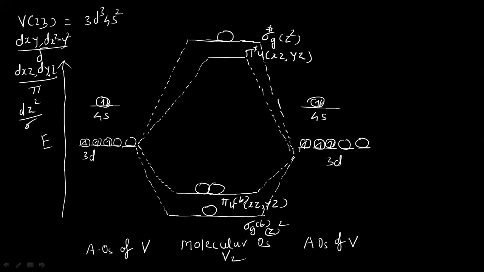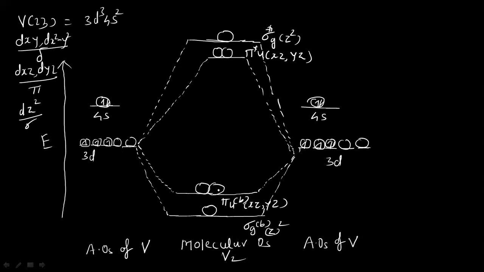So dxz and dyz overlap with the dxz and dyz of this vanadium, forming this pi u, that is the pi bonding molecular orbital, because dxz and dyz are suitable for the formation of the pi bond. So put the circles here. These are the two molecular orbitals which have identical energy, because the same type of molecular orbitals, pi molecular orbitals, are formed here.